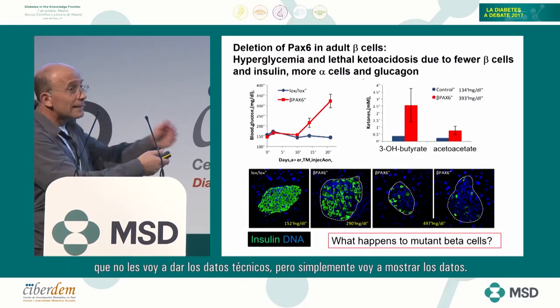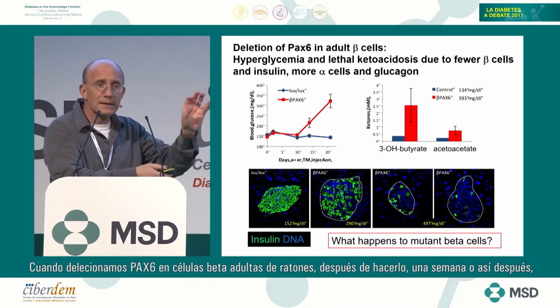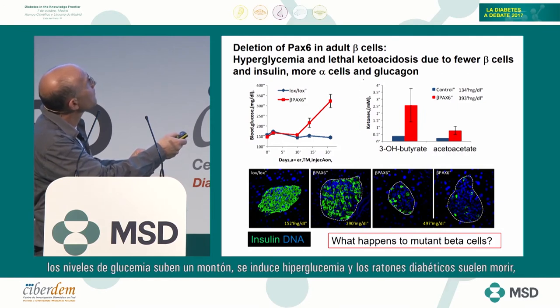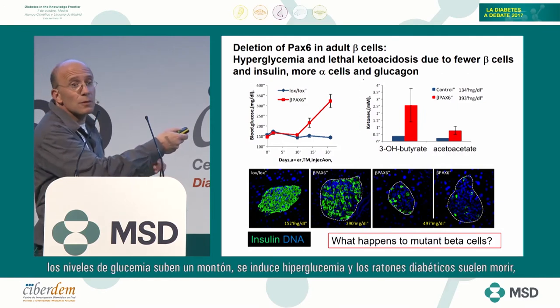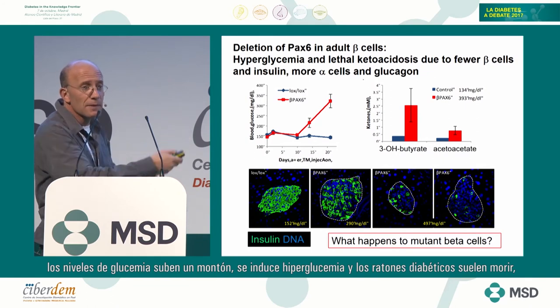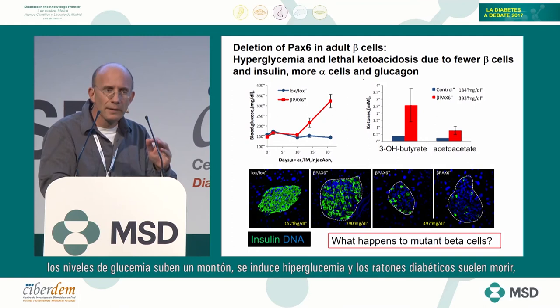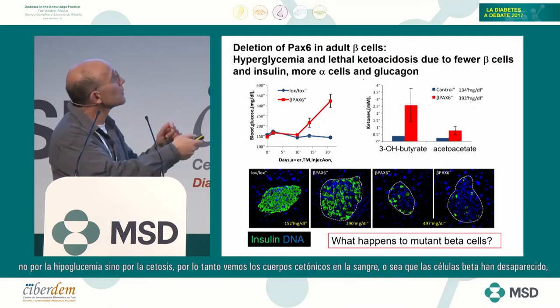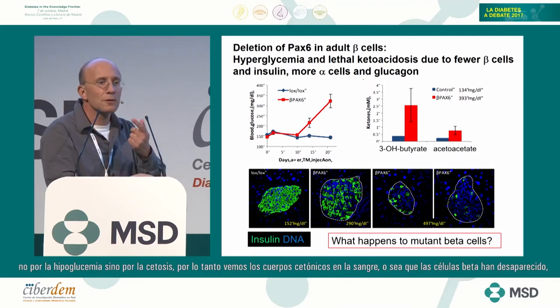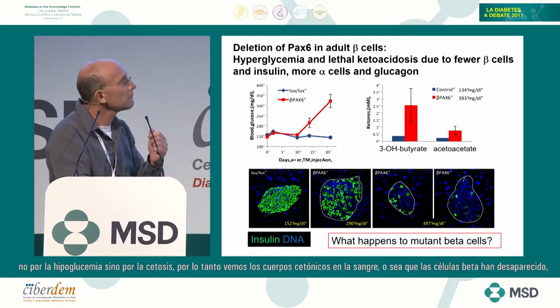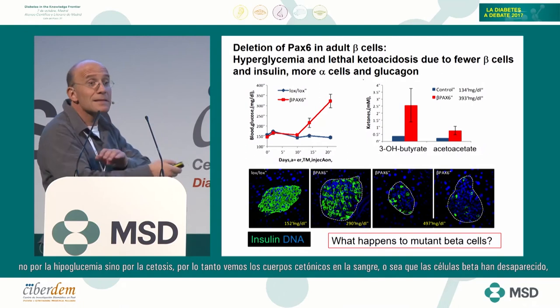So when we delete PAX6 in adult beta cells of mice, a week or two after you do that, blood glucose levels go extremely high. Mice become hyperglycemic. And actually, very unusually for diabetic mice, they die. And we think they die not because of hyperglycemia, but because of ketoacidosis. So we see ketone bodies going up in their blood. The reason for all this is that beta cells are gone.